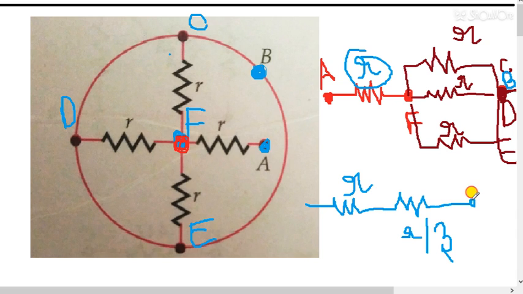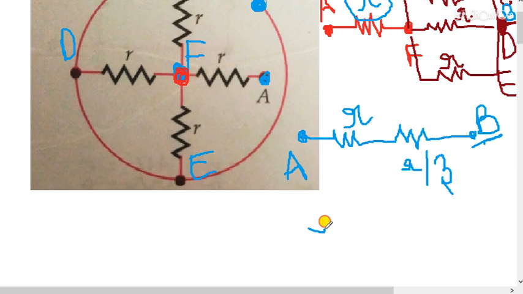Then we can say this point as a B. You can say it as D also, but we have to find the resistance between A and B, so that's why I have renamed it to B. So when we have to find the resistance between A and B, then in this question our answer will be R plus R by 3. So answer for this question will be 4R by 3.